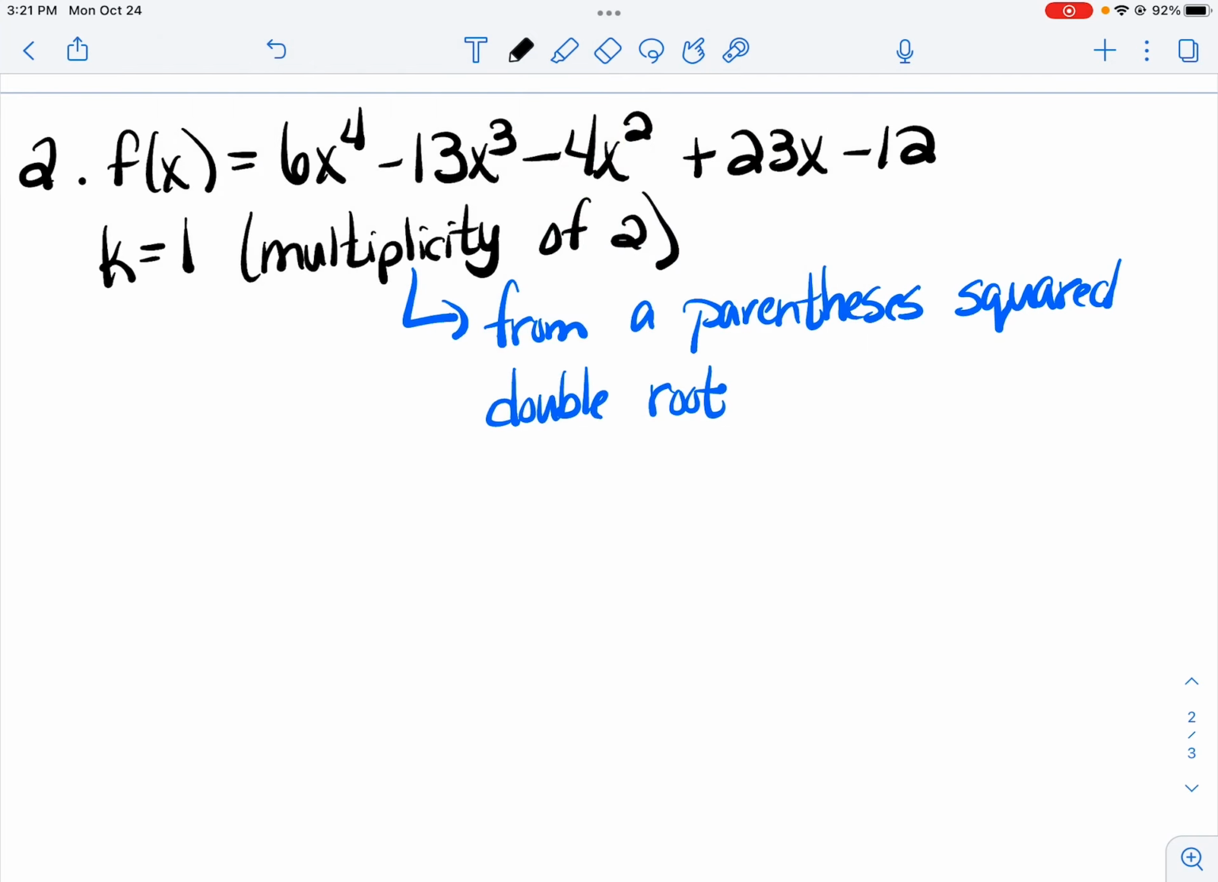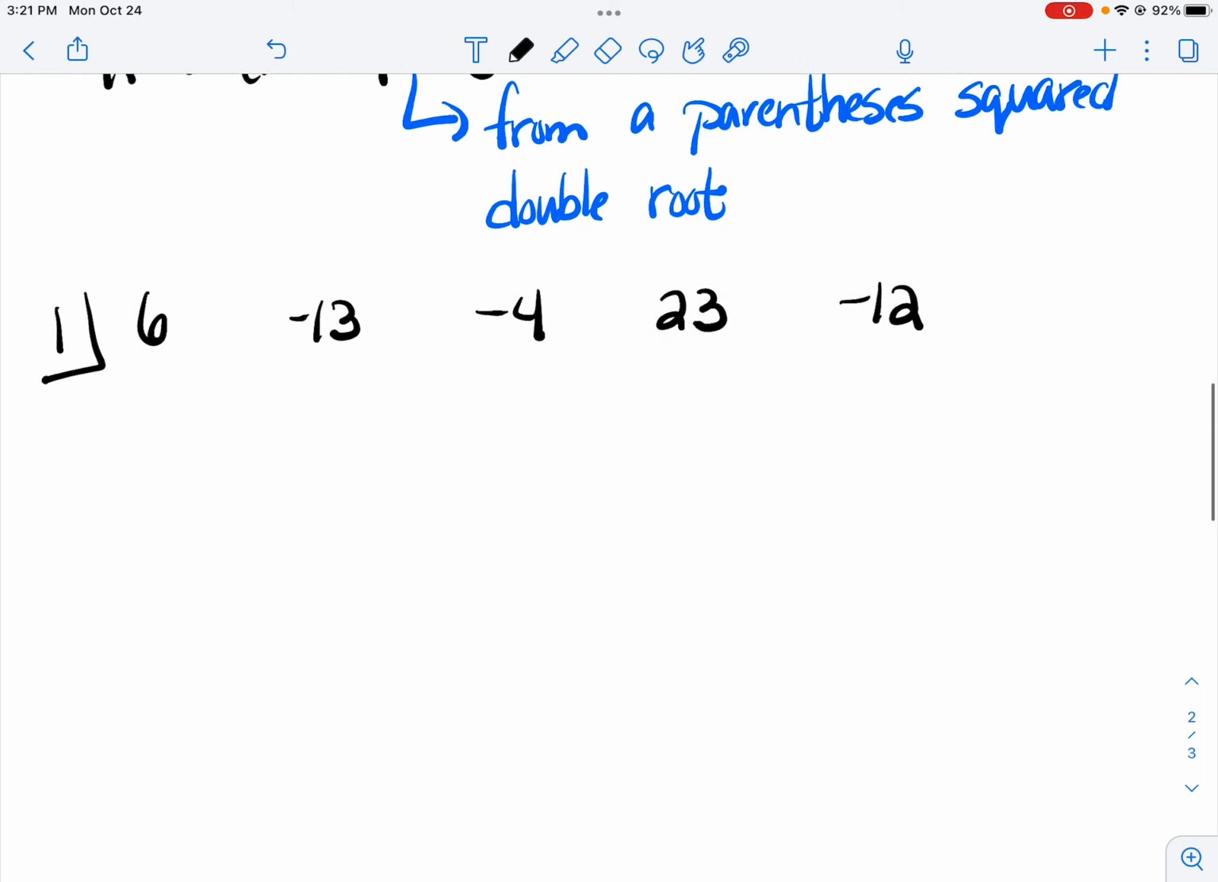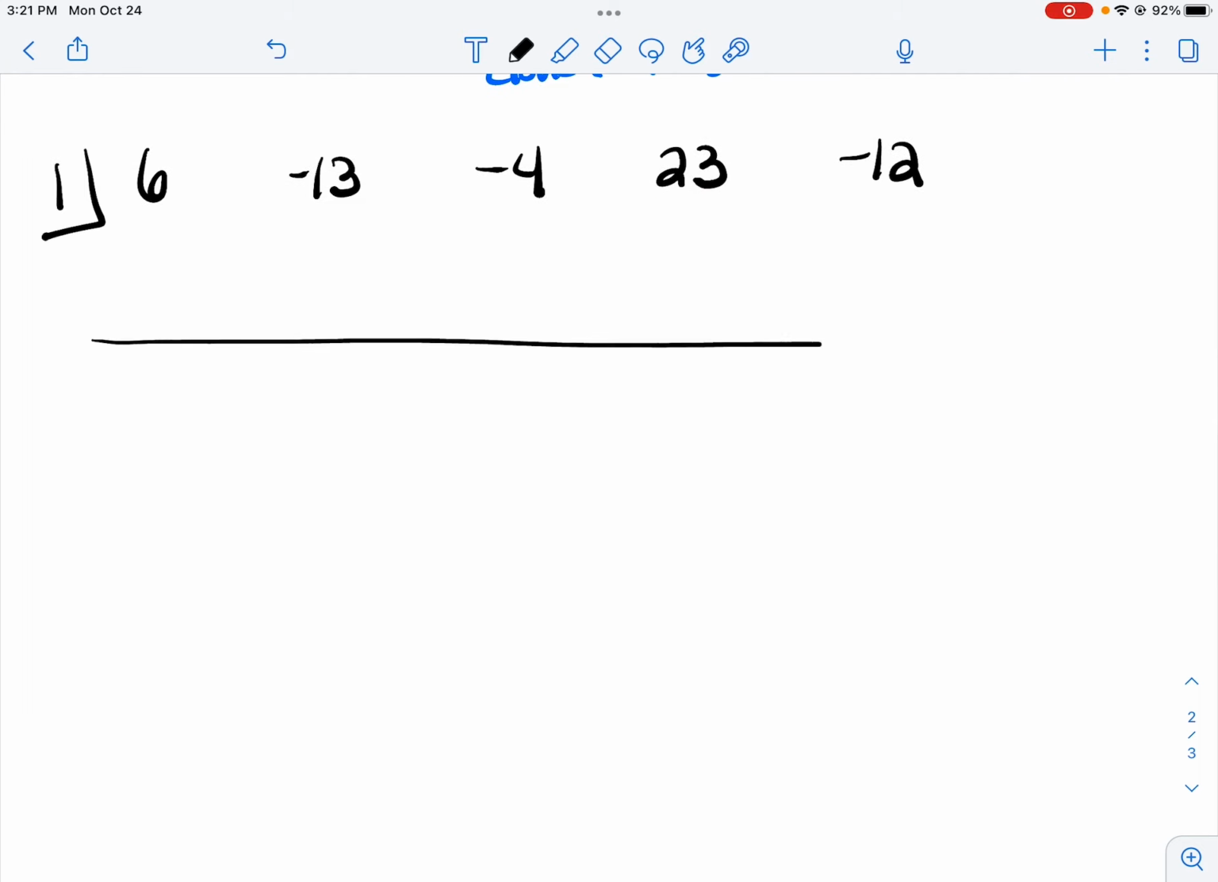So we'll use synthetic division. Notice that I'm not missing any powers, and my powers in my polynomial are in descending order. I put the 1 in the box, and this time, because I don't have x plus or x minus, I just have k equals 1. I don't take the opposite of it. List your coefficients. Bring down the 6.